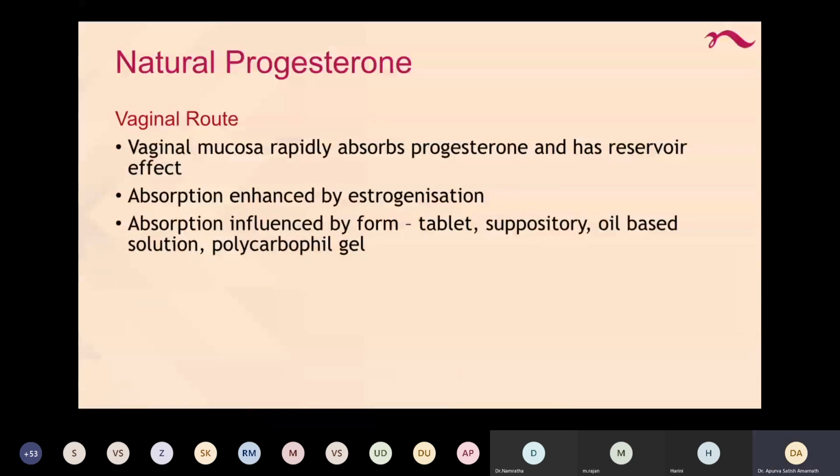Next, coming to the vaginal route, this is the most commonly used method of giving progesterone to women who are undergoing assisted reproductive technology. This is basically because the vaginal mucosa rapidly absorbs progesterone and has a reservoir effect. The absorption is enhanced by estrogenization, and absorption is also influenced by form. So tablet, suppository, oil-based solution, all of them have different absorption rates.